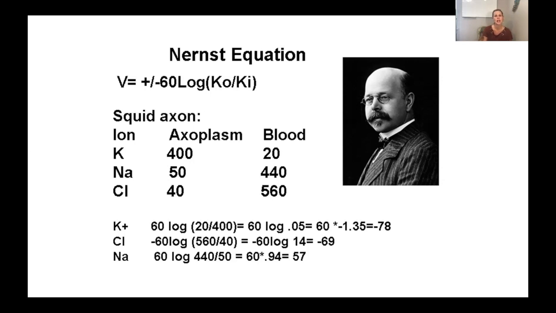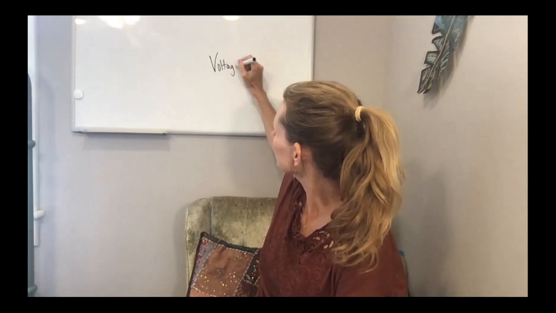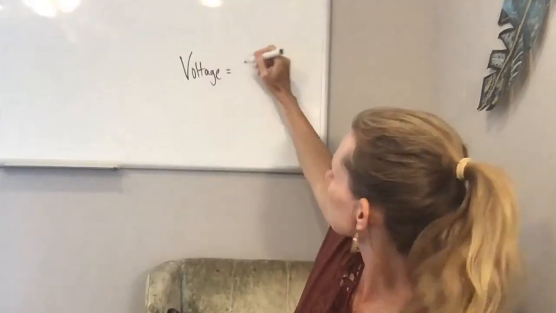the concentration outside. So we're going to look at potassium here. So Ko is going to be potassium outside the cell, and then Ki is going to be potassium inside the cell. So I'm just going to write this up for you so you see it. So we have the voltage, that's the V, equals this constant.